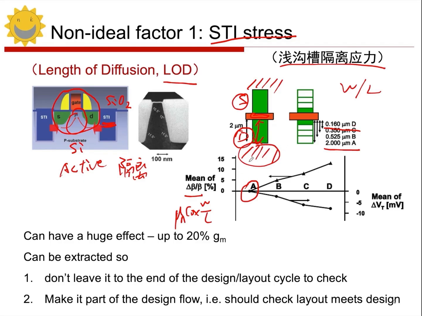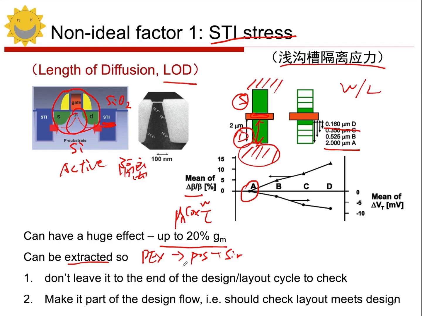So this is the impact of STI stress on device parameters, and this impact is quite significant. It can even change our cross-island characteristics by up to 20%. But what we need to pay attention to is that the STI stress issue can be extracted. What does extracted mean? It means we do this PX, then do the post-simulation. During simulation, the deviation caused by STI can be extracted through PX, so this characteristic can be simulated.